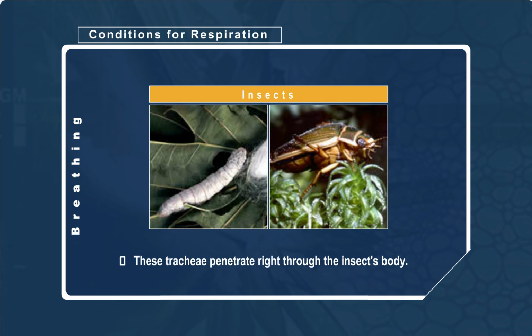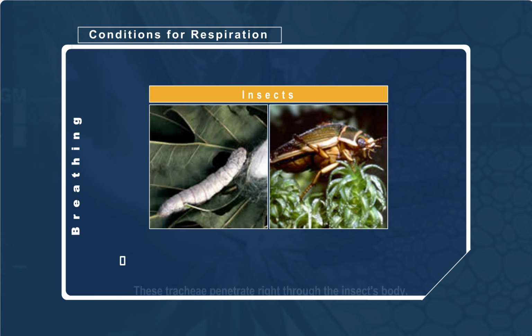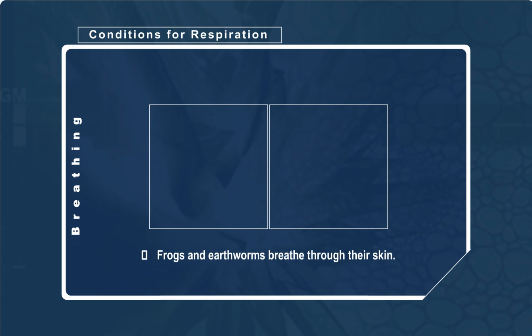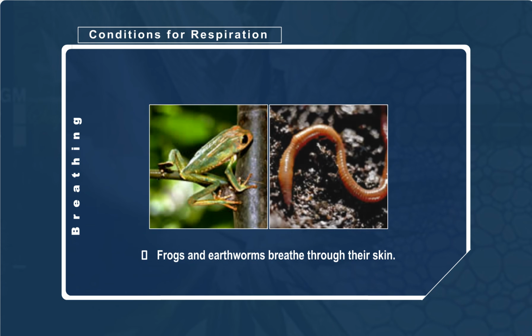These trachea penetrate right through the insect's body. Air enters the trachea by pores called spiracles, which are found in each side of the insect's abdomen. Organisms such as frogs and earthworms have such thin layers of skin that air is able to pass through.